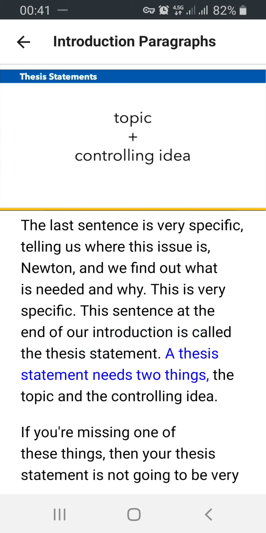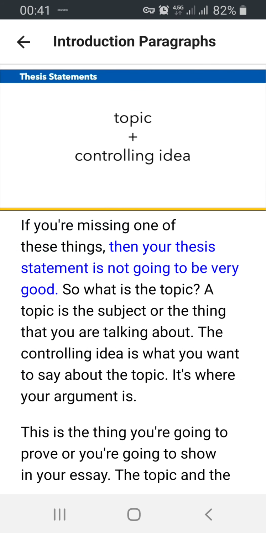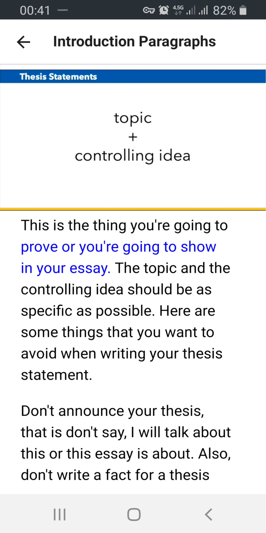A thesis statement needs 2 things, the topic and the controlling idea. If you're missing one of these things, then your thesis statement is not going to be very good. So what is the topic? A topic is the subject or the thing that you are talking about. The controlling idea is what you want to say about the topic. It's where your argument is. This is the thing you're going to prove or you're going to show in your essay. The topic and the controlling idea should be as specific as possible.